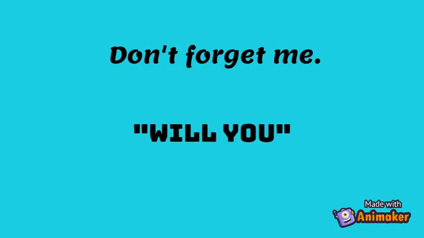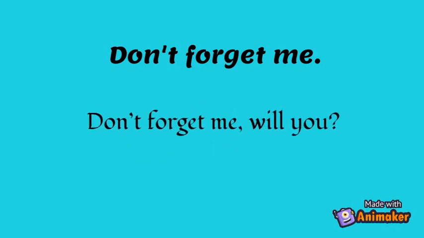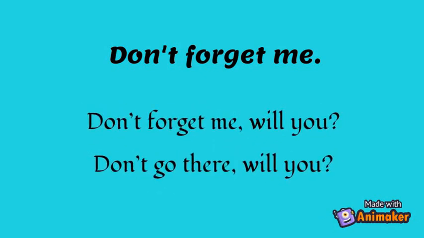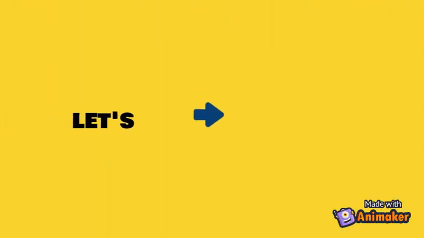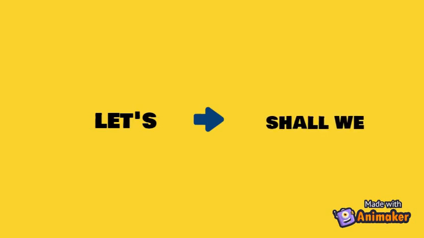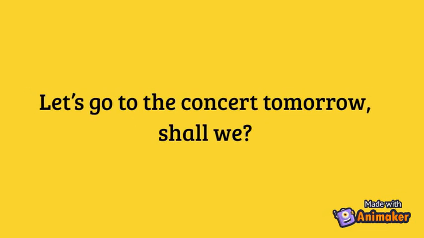Sometimes we start an imperative sentence with don't. So if we have a don't in our statement, like don't forget me, we will use will you. Don't forget me, will you? Don't go there, will you? If it starts with let's, we use shall we. Let's go to the concert tomorrow, shall we?